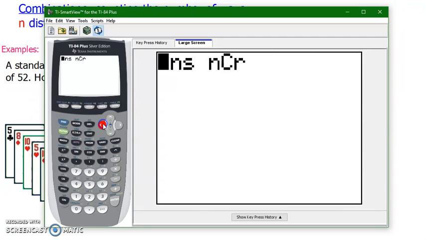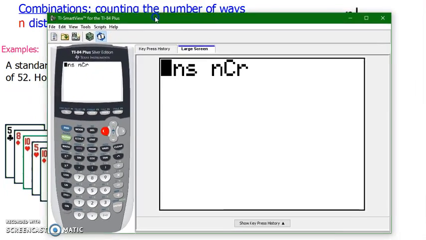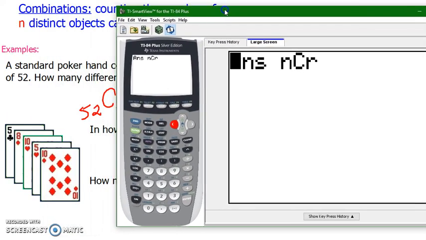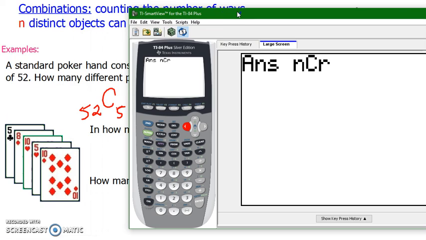Now I forgot to put my first number in, so I want to type that number in first. I want to make sure I get 52 choose 5. I want to type in that same thing. So I'm going to say 52. Now I've got to make sure I insert that 2 there. And I'm going to choose 5.